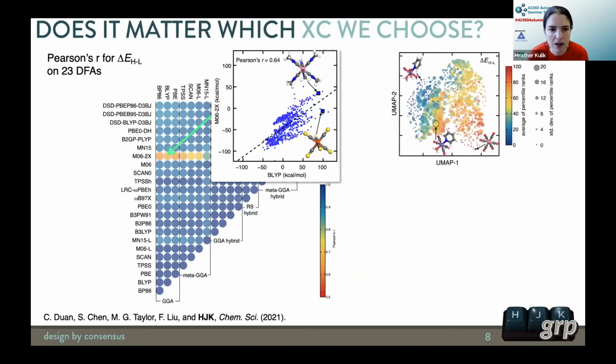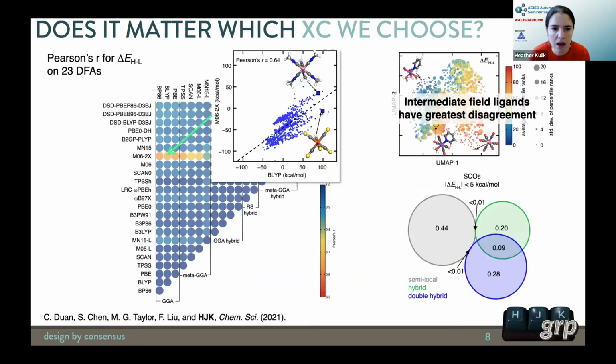And so we can take a look at where these functionals are most likely to disagree. You can see that these functionals are most likely to disagree in intermediate ligand field. So I'm showing a UMAP here in the latent space of a neural net I'm going to talk about in a moment, and you see that the standard deviation of the ranking of these different complexes tends to be in really close agreement for the most extreme high spin or low spin points, but then disagrees in the middle.